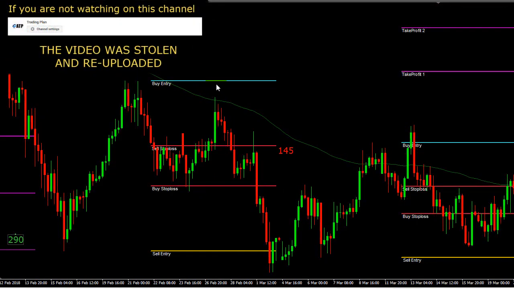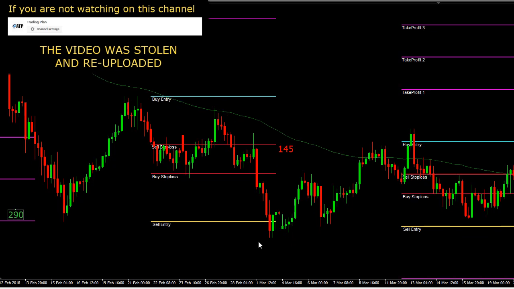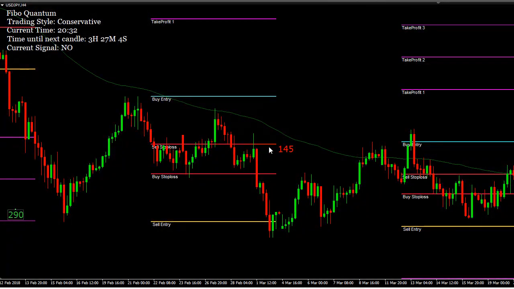We don't take the buy. Obviously, it doesn't trigger anyways. We take the sell. And the sell entries here, and it immediately comes up and takes us out for a 145 pip loss right here.